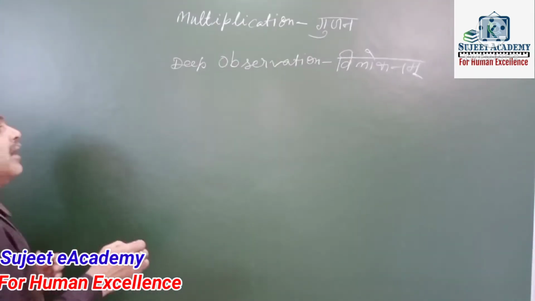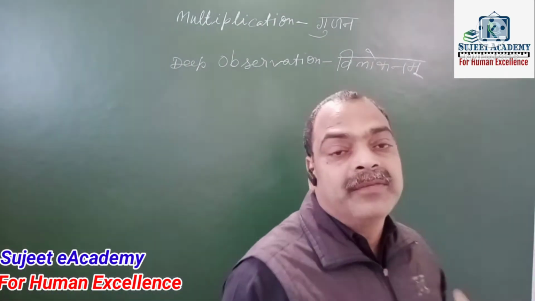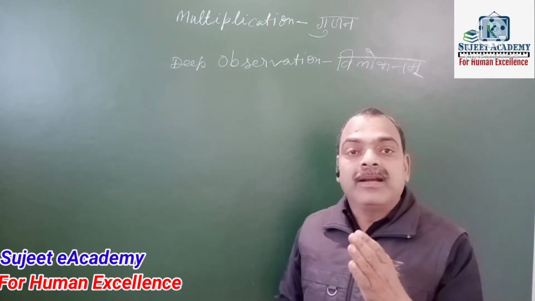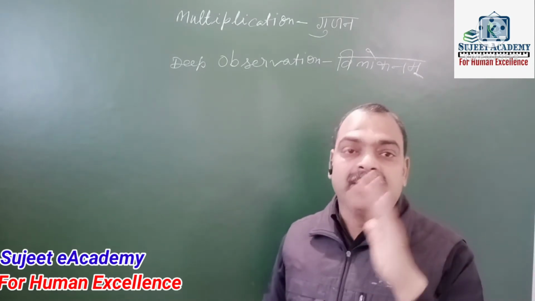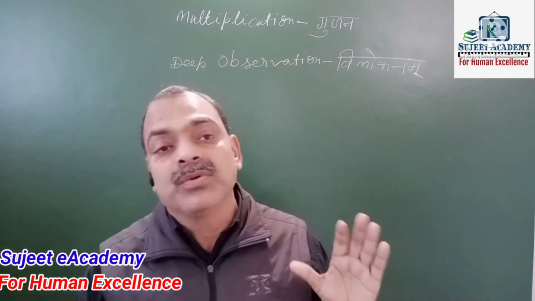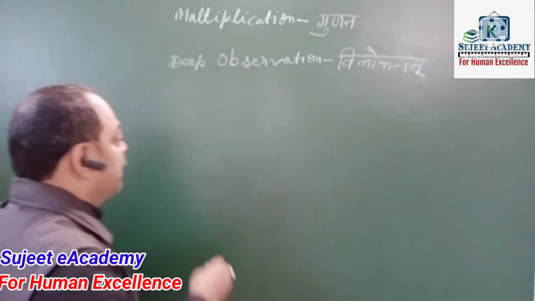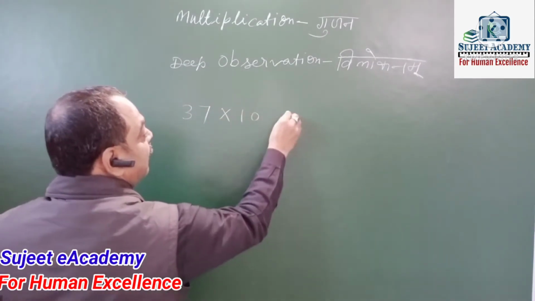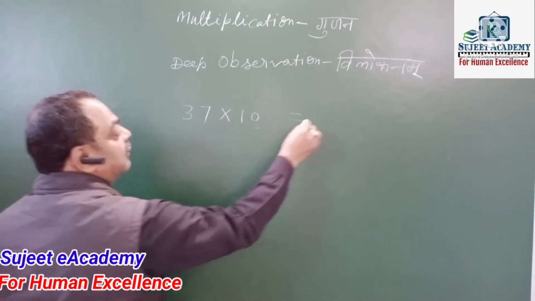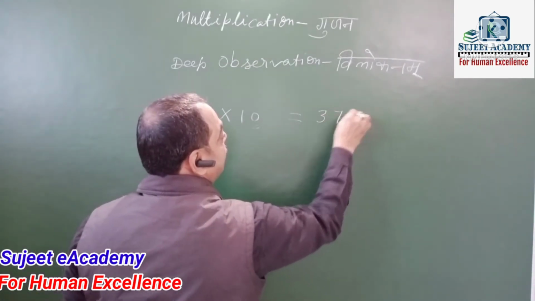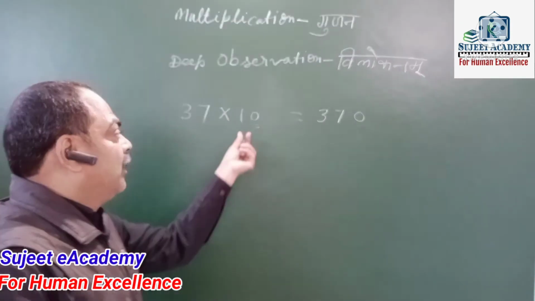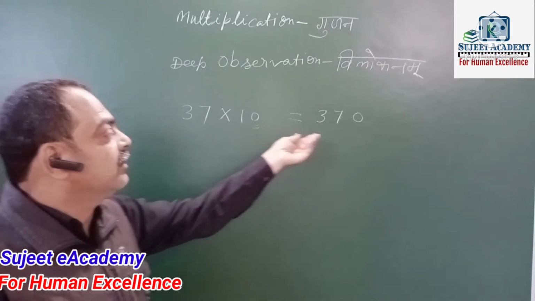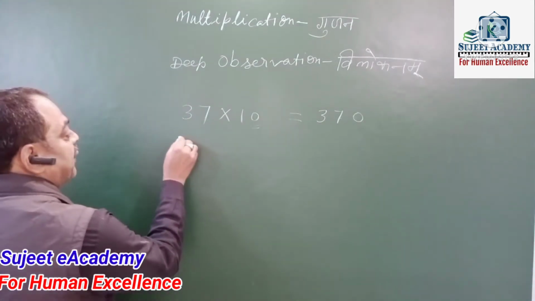See here, first one: when we multiply any number by 10, 100, 1000 or any numbers which have zeros, means 37 multiplied by 10. You put a single zero here, 370. Simple. How many zeros? There is 1 zero in 10, so you put 0 here and find the multiplication.